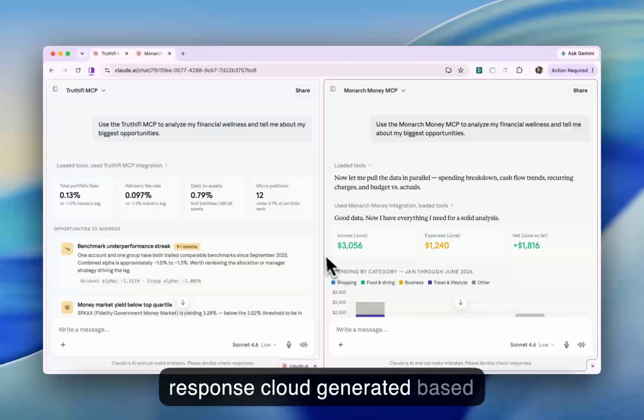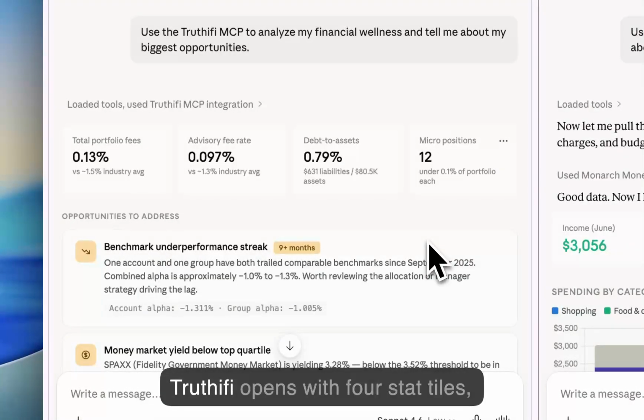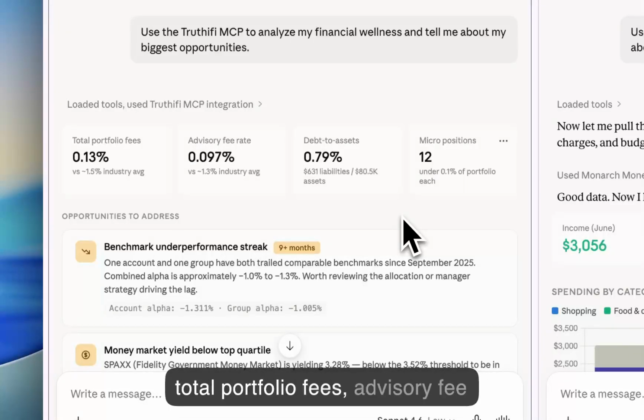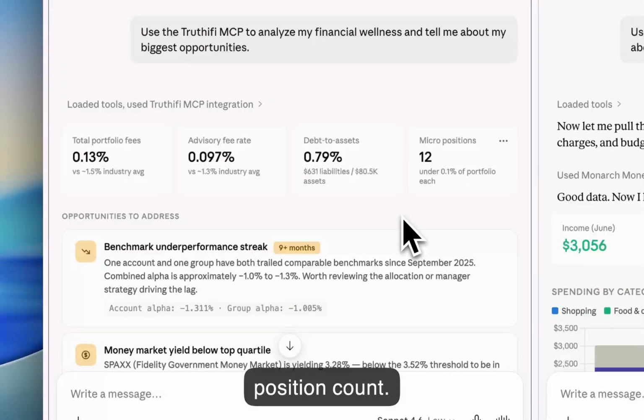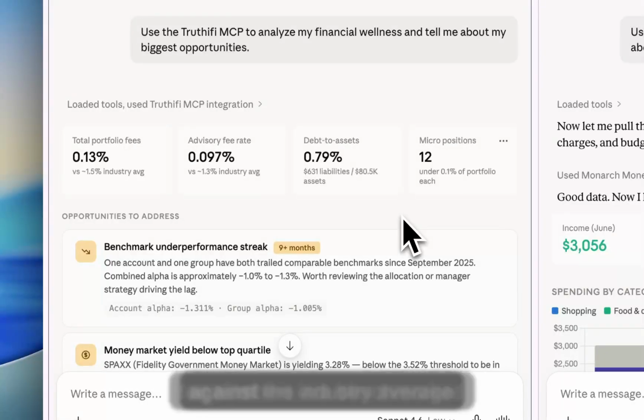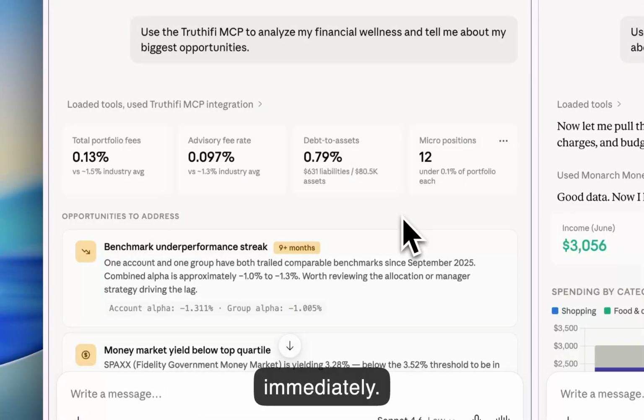Okay, now let's take a look at the response Claude generated based on the Truthifi MCP's data. Truthifi opens with 4 stat tiles: total portfolio fees, advisory fee rate, debt to assets, and micro position count. Both fee numbers are benchmarked against the industry average immediately.